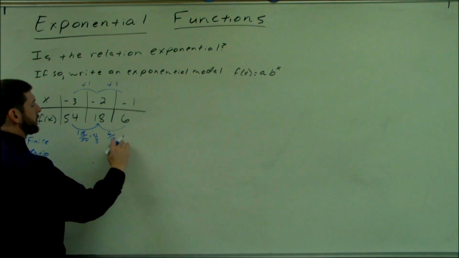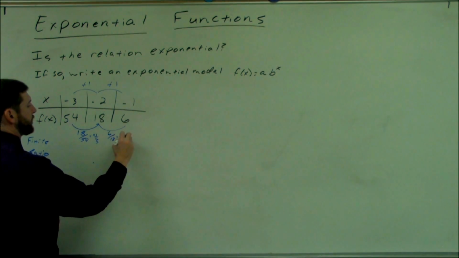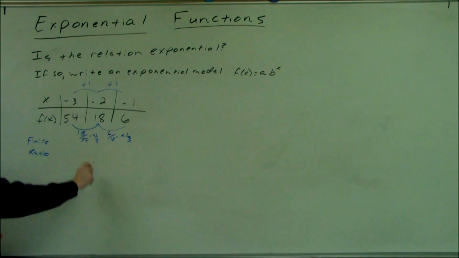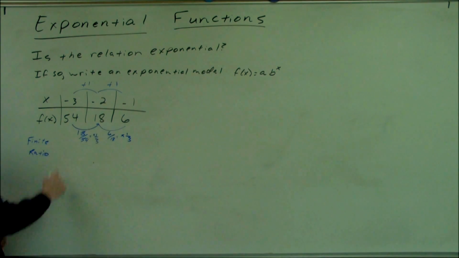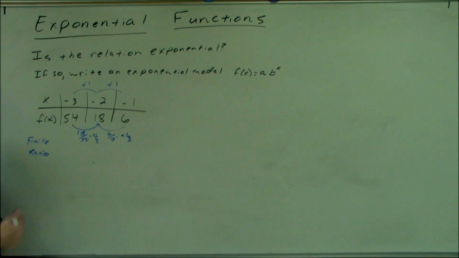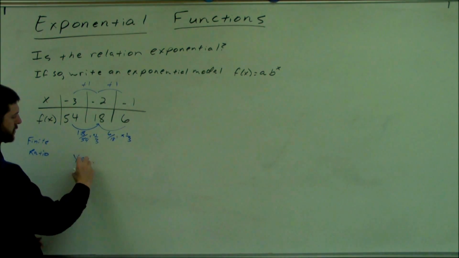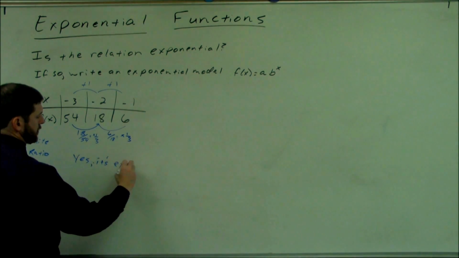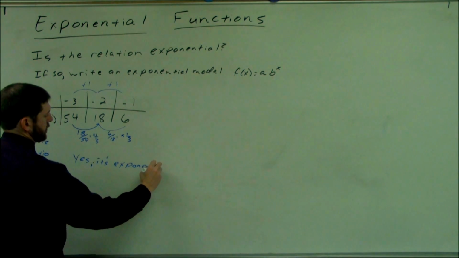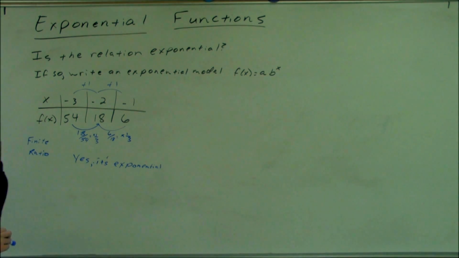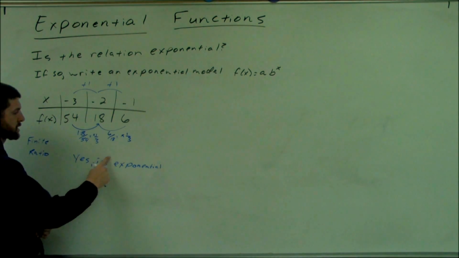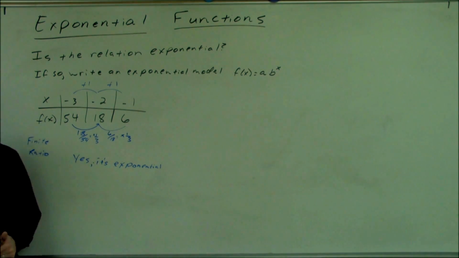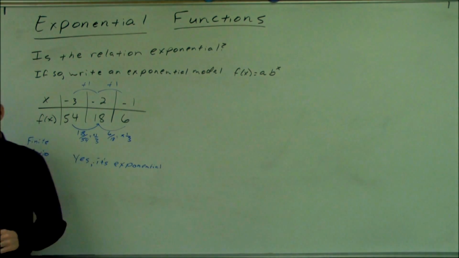So in this, we recognize we have this constant ratio that says we're multiplying by the same amount. 54 times 1/3 is 18. 18 times 1/3 is 6. So yes, it is exponential. Sometimes we call those a common ratio also, which is, again, a sequence and series term that we're going to explore later on. So since it is exponential, we want to write this in exponential model form.